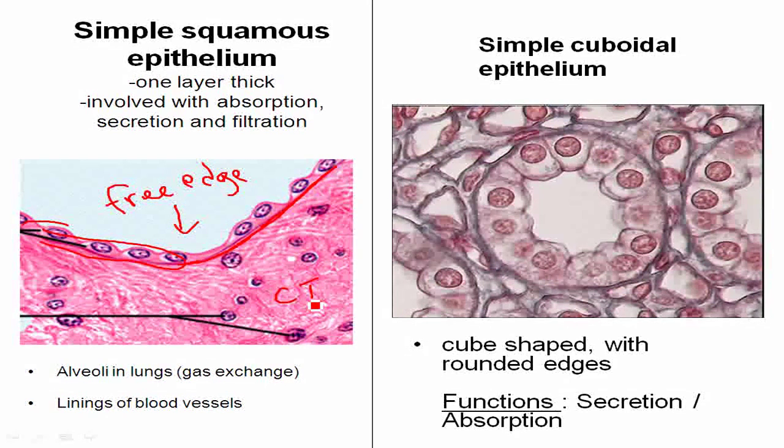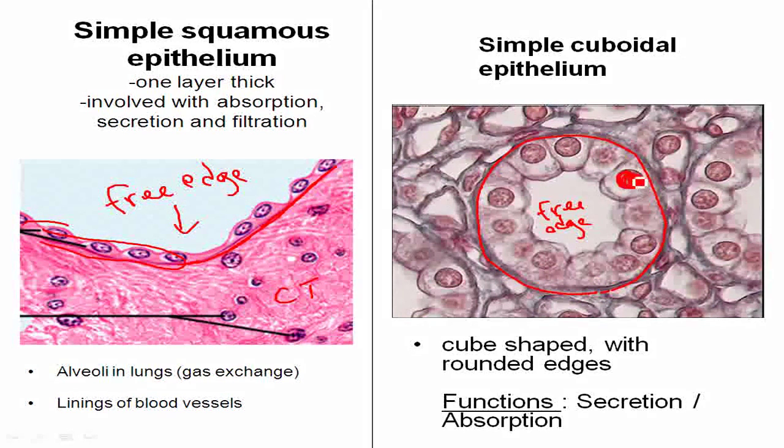Now our second kind is simple cuboidal. Again, we want to find the free edge. That's going to be here. There's no cells here. Now this is like a tubule. It's some type of tube that's been cut in crossways. So when we're looking at these cells, we see the free edge, we see a basement membrane that the cells are resting on. Now we can make out a nucleus.